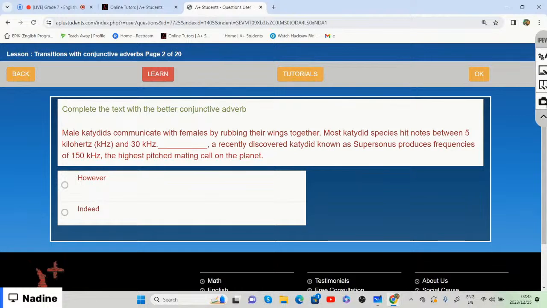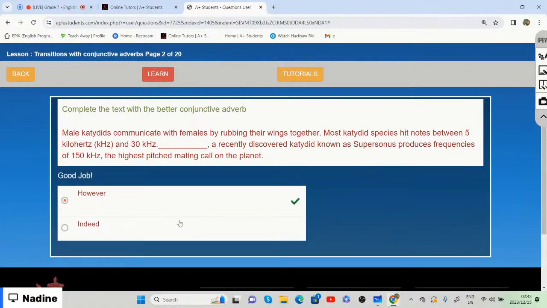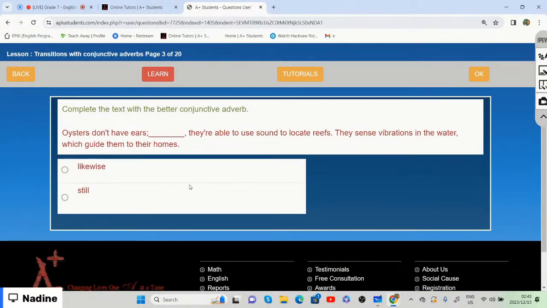All right, and if we choose the correct conjunctive adverb, we will say, however, a recently discovered. So however is correct.